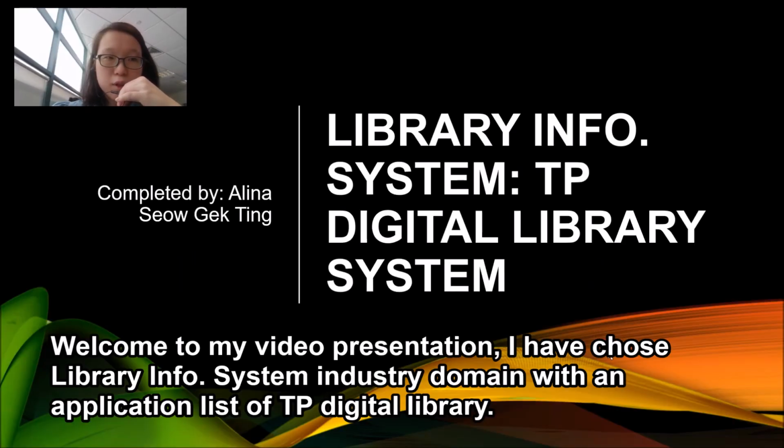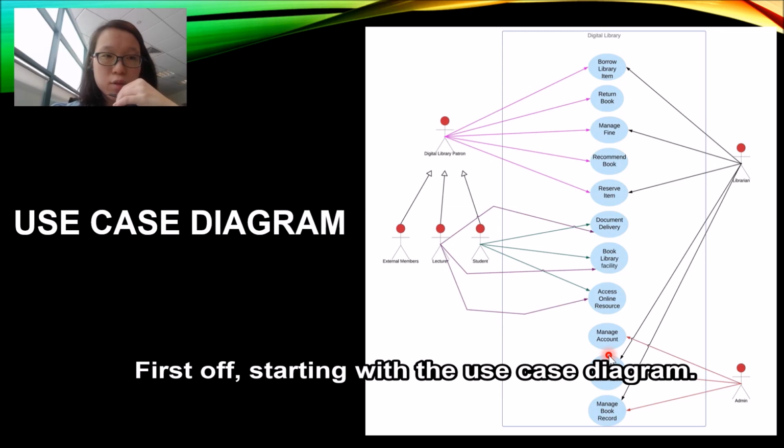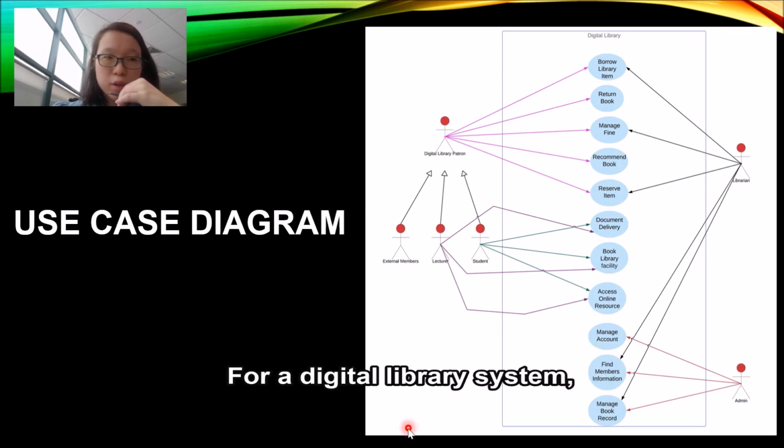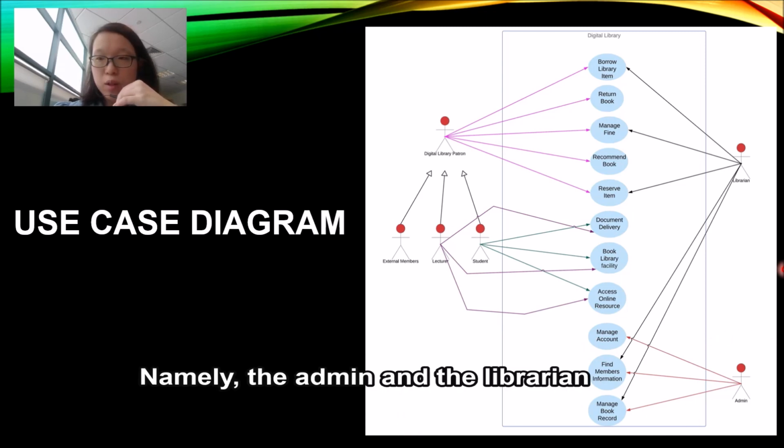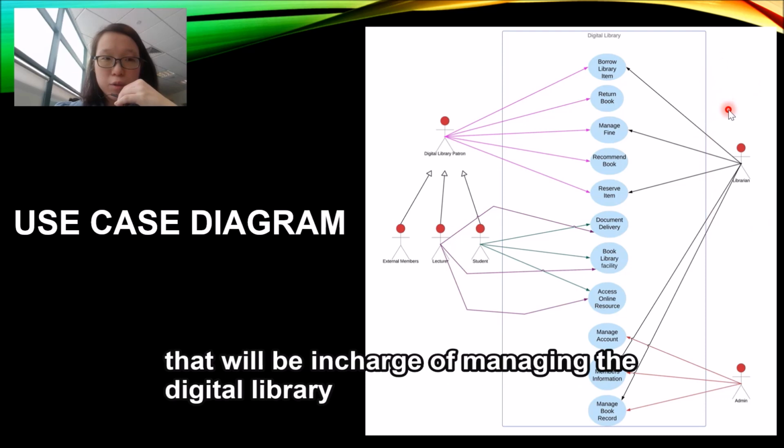I have chosen the Library Information System industry domain, with an application of TP Digital Library. First off, starting with the use case diagram. For a digital library system, there are two different actors, namely the admin and the librarian, that will be in charge of managing the digital library.